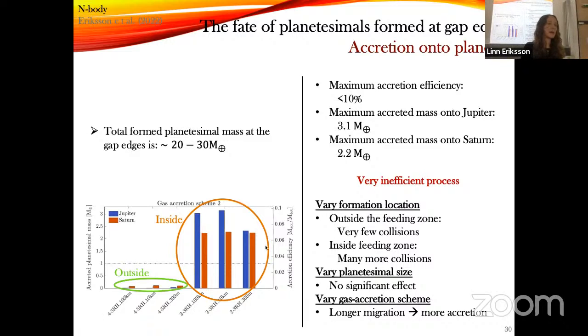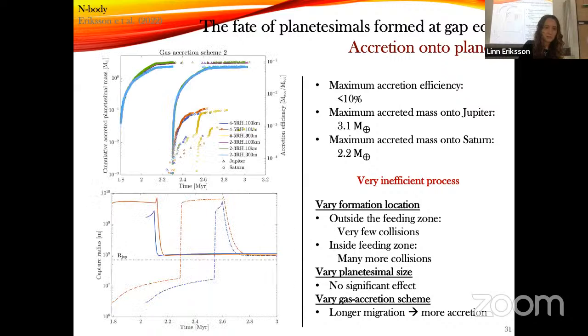But as soon as we place them outside, which is at 4 to 5 Hill radii here, so still fairly close, we don't accrete anything, basically. So we can completely neglect this process. And we can understand a little bit of why that happens if we look at this part here.